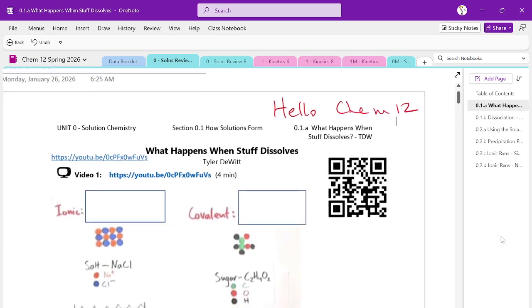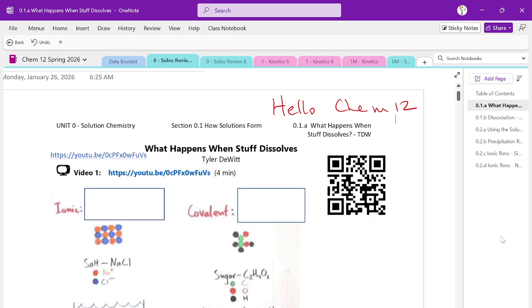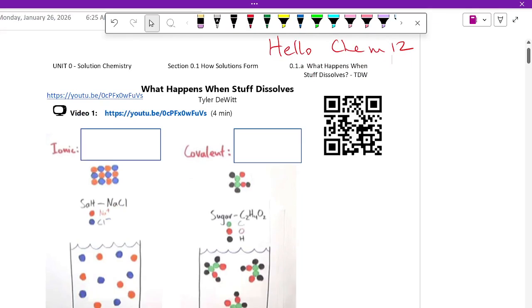And we are going to go to Unit 0, and we're going to get started. What happens when stuff dissolves? Any of you familiar with Tyler DeWitt? If you're not, you will be by the end of this year. Although he kind of goes away for a large chunk of time between the start of the year and the end of the year, because he doesn't really do anything with Chem 12 until we hit the end of the year.